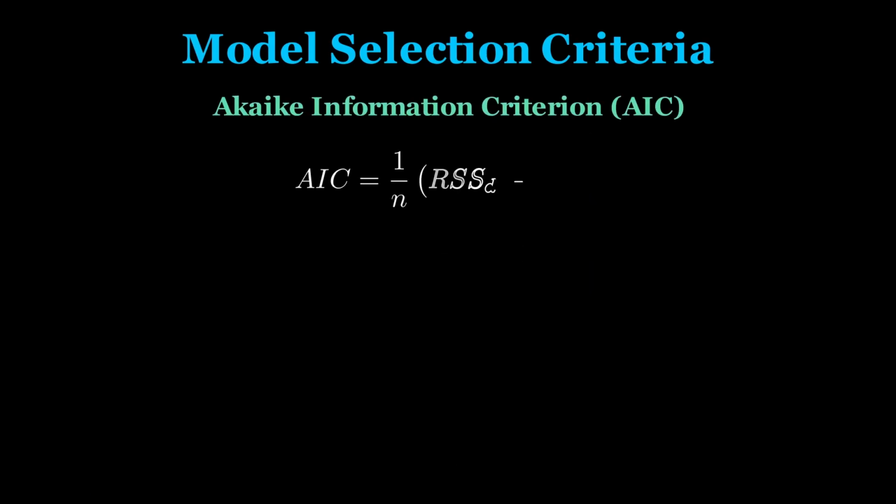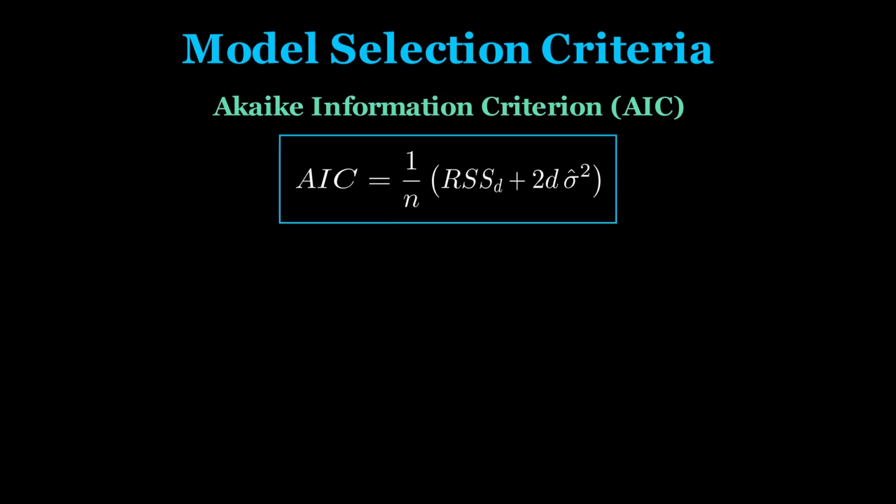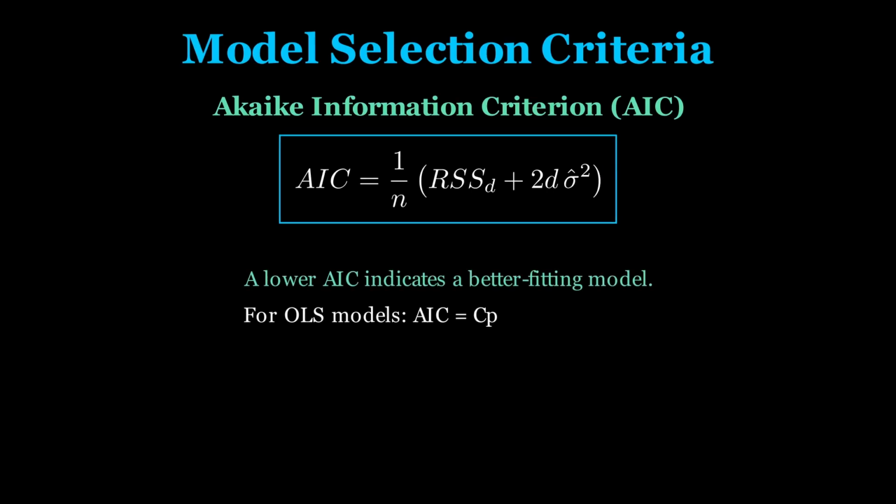The Akaike information criterion, or AIC, has the exact same formula as CP in the context of ordinary linear models with Gaussian errors. The syllabus states that AIC is used in the context of ordinary linear models, so for exam purposes, CP and AIC are equivalent.